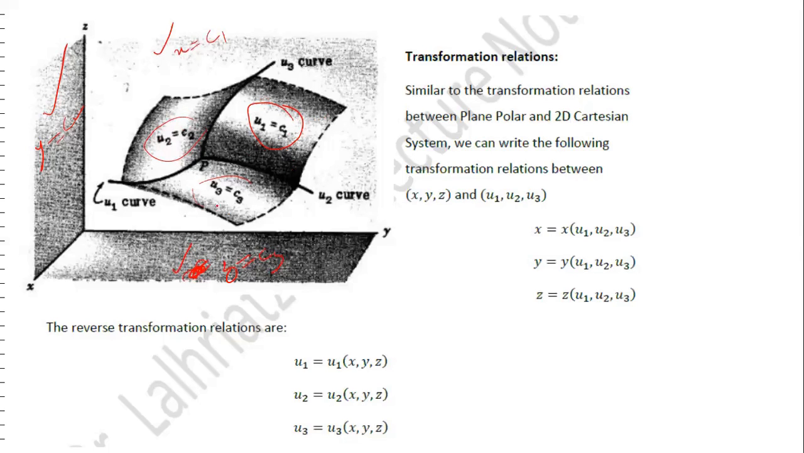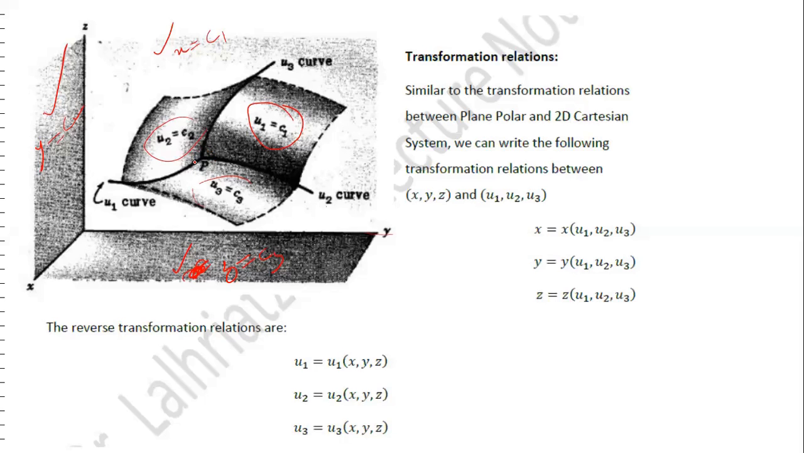Curved surfaces u2 equal to c2, u3 equal to c3, and instead of having x, y, z coordinate lines, we have u1, u2, u3 coordinate curves. And if these coordinate lines intersect at 90 degrees at any point, then this is an orthogonal curvilinear coordinate system.